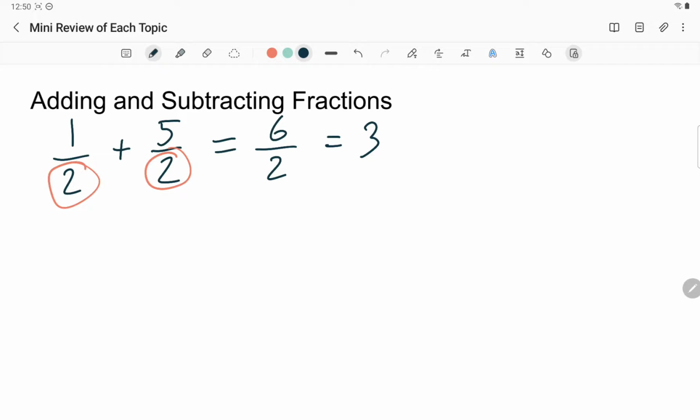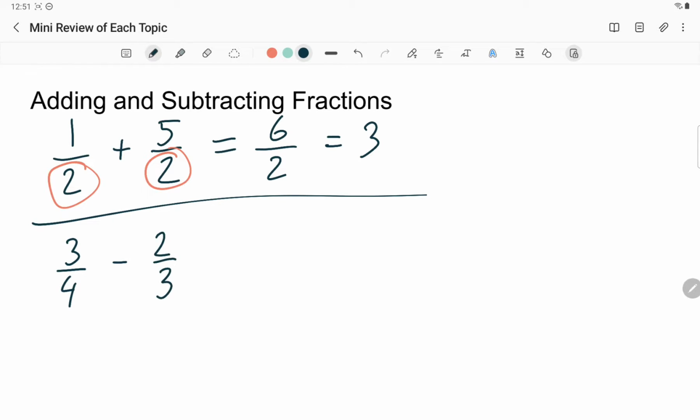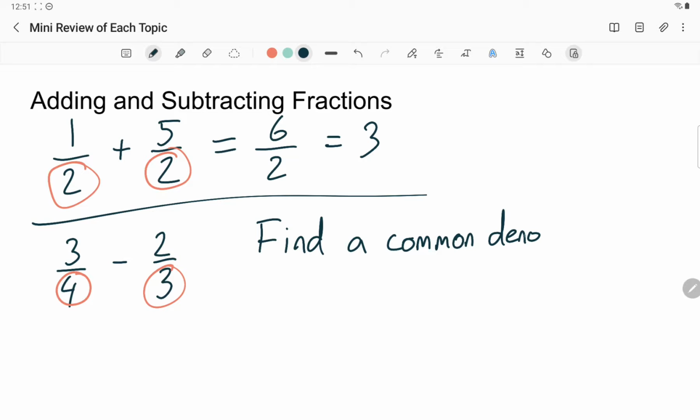But what if you don't have the same denominator? What if you have something like 3 over 4 minus 2 over 3? So in this case, 3 and 4 are definitely not the same. So we need to find what we say, a common denominator. And oftentimes we like to find the lowest one, but it's not a requirement to. So we want to find a common denominator.